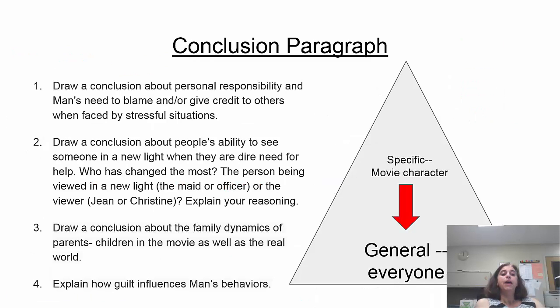For example, if you choose essay number 1, you'd want to focus on man's need to blame and or give credit to others when faced with a stressful situation. You'd focus specifically on the characters of Daniel and Farhad and then make a more global insight to man in general. Same with essay prompt number 2.